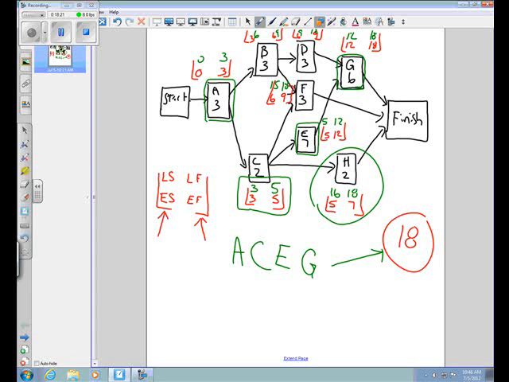There's all kinds of wiggle room. Some of these other ones have a little less slack. If you look at activity B, for example, it has 3 weeks of slack. So I don't have to start it until week 6, but I have to start it by week 3. So I could start it as early as week 3, but I don't have to until week 6. So there's a little bit of wiggle room there. Okay? That's called slack. That's the end of this one.